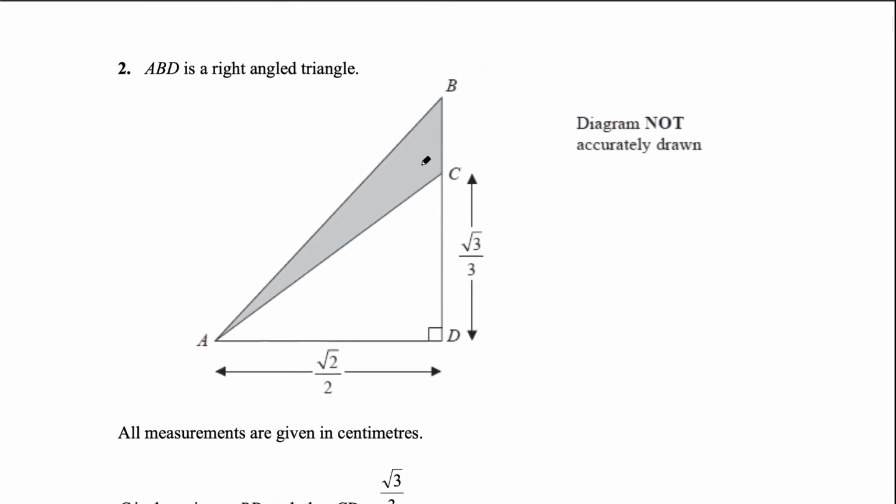Okay, so for these shaded region types of questions, usually what you want to do is to find the area of the larger shape and subtract the area of the smaller shape. That's generally a pretty reliable strategy for these find the area type questions. Okay, so what I want to do is to find the area of ABD, triangle ABD. How do we do that? Well, it's the base times the height.